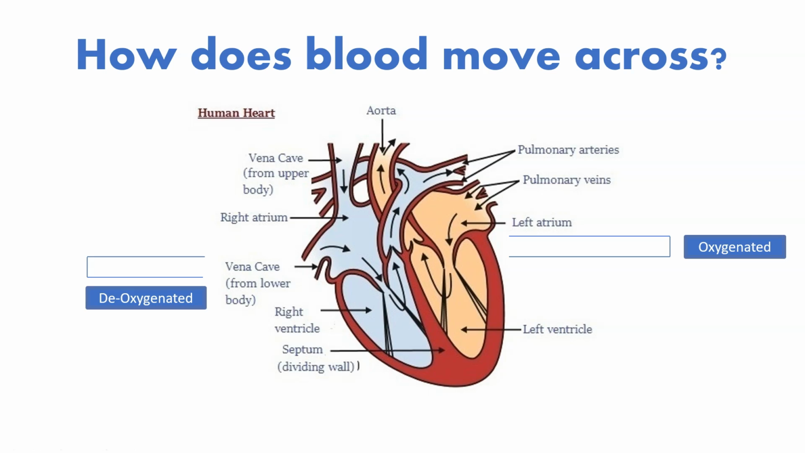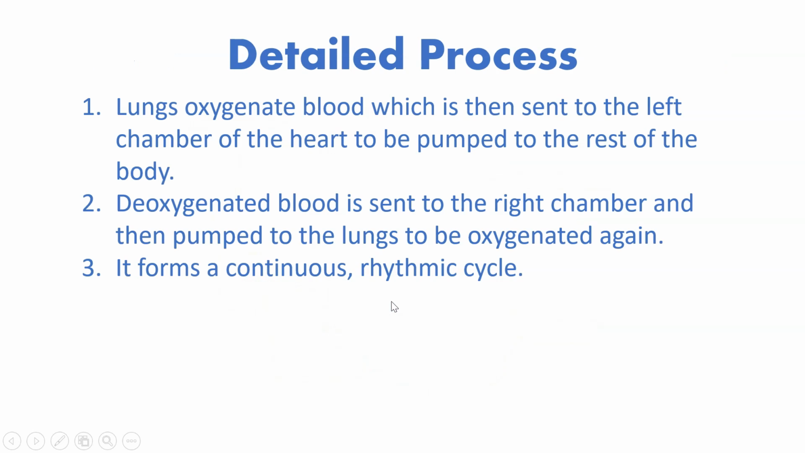The septum here is the dividing wall, a thick wall that prevents the oxygen-rich blood from mixing with the carbon dioxide-rich blood. The left side is usually denoted as a red color, and the right side is denoted as a blue color. So as I mentioned earlier, the lungs oxygenate blood, which is then sent to the left chamber of the heart, and the carbon-rich blood, or the deoxygenated blood, is sent to the right chamber and then pumped to the lungs. It's a continuous rhythmic cycle, which can be more understood when we look at this double circuit diagram.